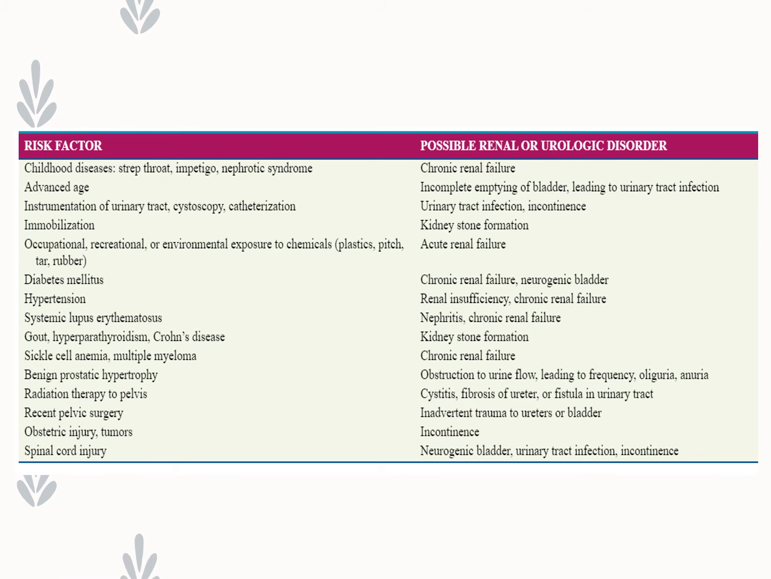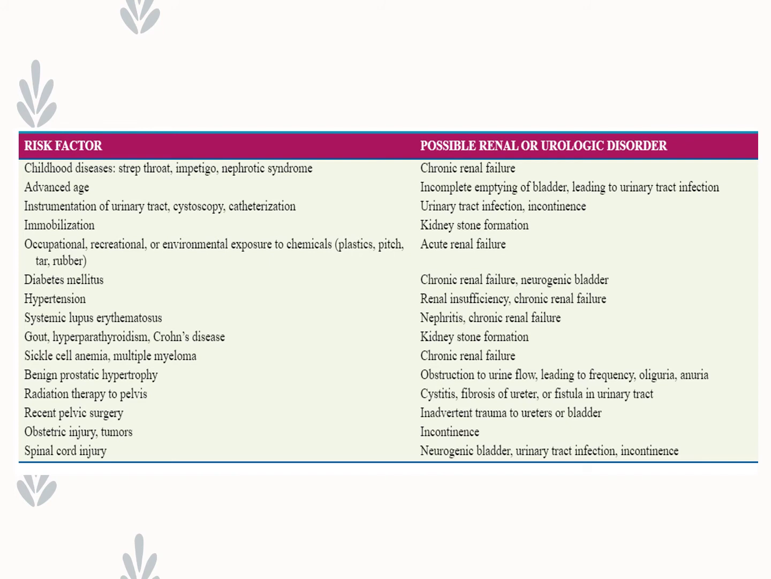Risk factors include childhood diseases such as strep throat, impetigo, and nephrotic syndrome, and eventually or possibly you could get chronic renal failure. Advanced age causes incomplete emptying of the bladder, leading to urinary tract infections. Instrumentation of the urinary tract, cystoscopy or cath, could affect the body by causing a urinary tract infection or incontinence. Immobilization can cause kidney stone formation. Occupational problems, environmental exposure to chemicals such as plastics, pitch, tar, and rubber, could cause acute renal failure.